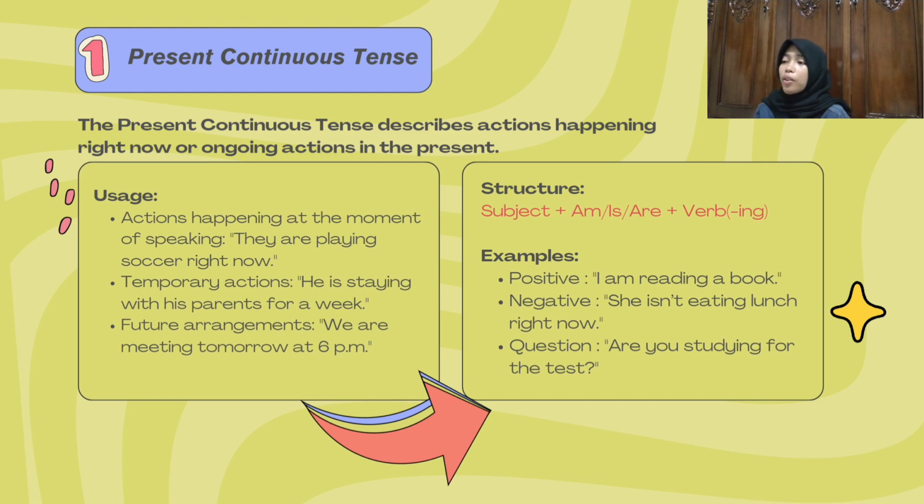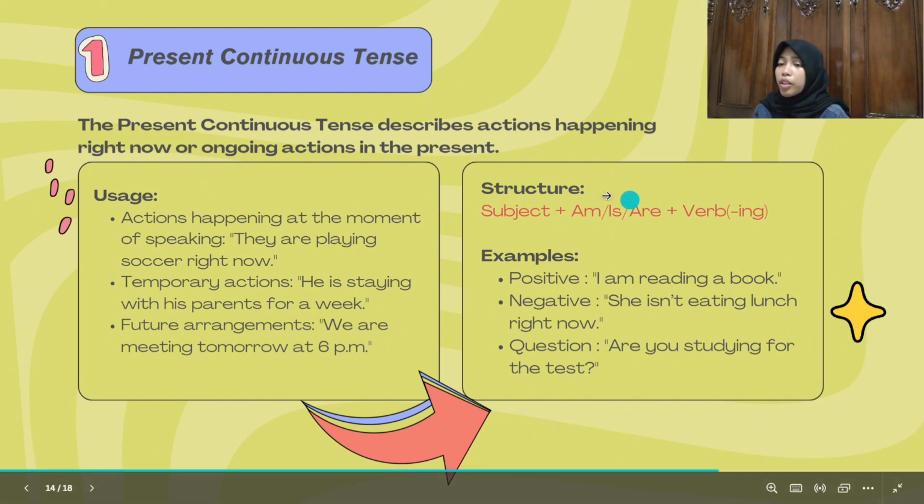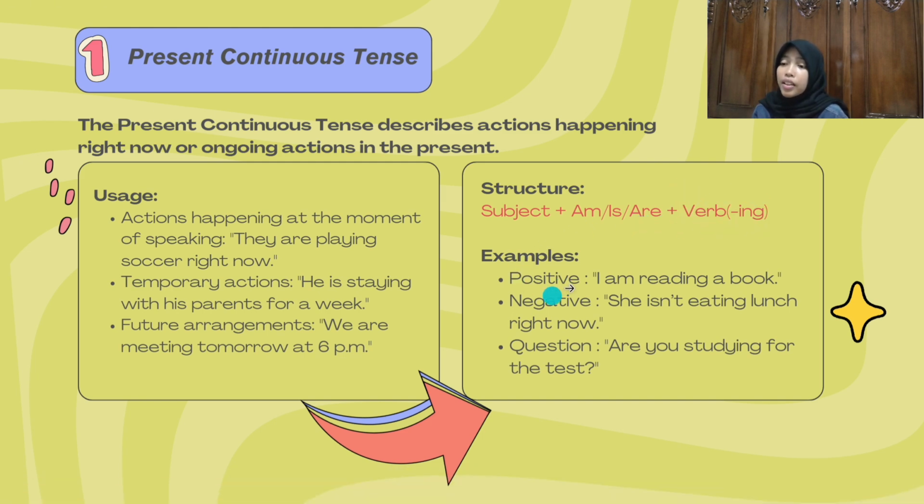Structure of present continuous tense is subject plus am, is, are, there's to be, plus verb ing. With examples, for positive sentence, we have I am reading a book. And for negative sentence, she isn't eating lunch right now. And for questions, are you studying for the last? Okay, next.